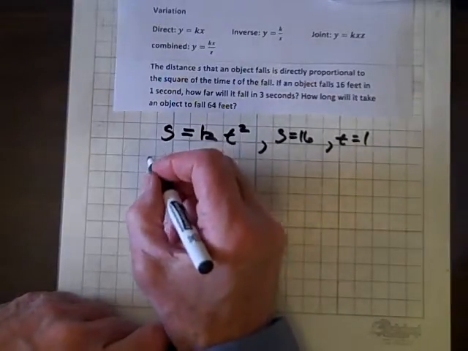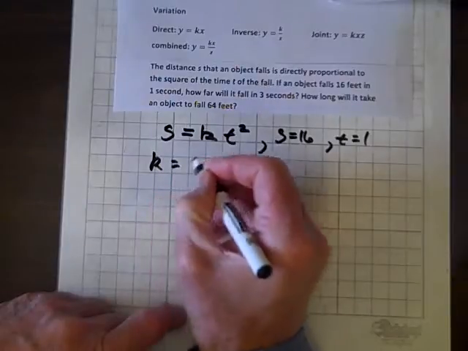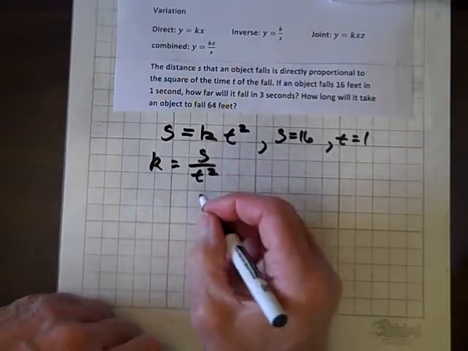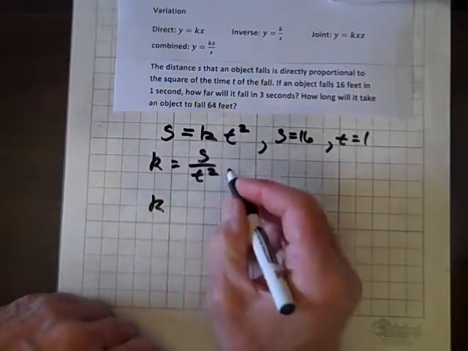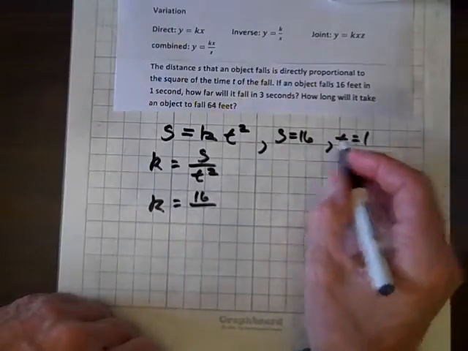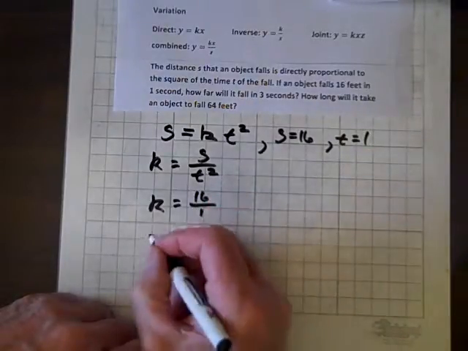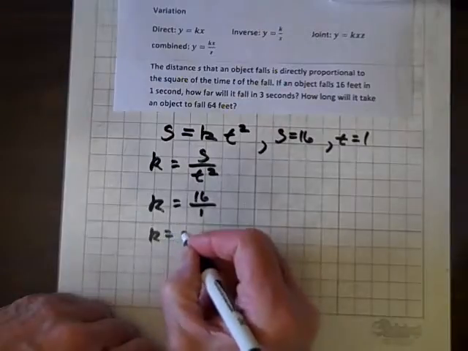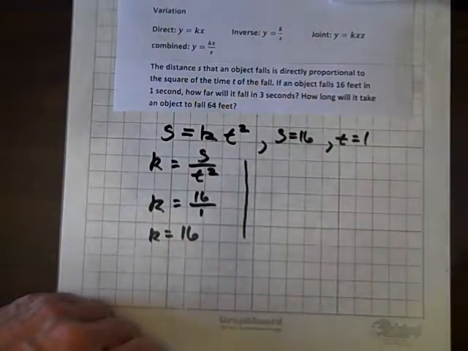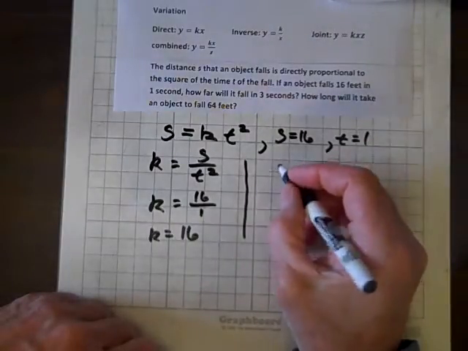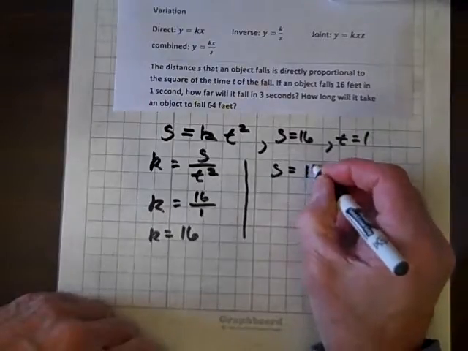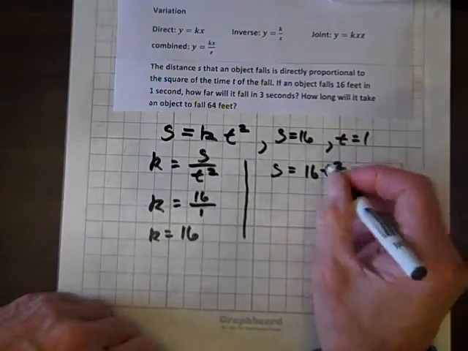But first let's solve for k. So k equals s over t squared. Replacing s with 16 and t with 1, 1 squared is 1, we get k equals 16. Now we know that the general formula for the variation is s equals 16t squared.